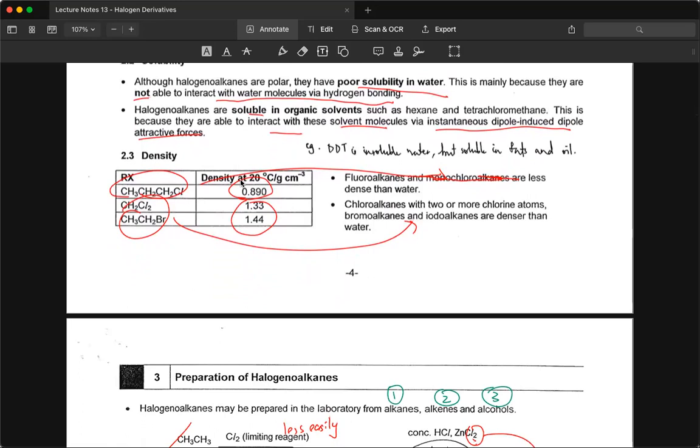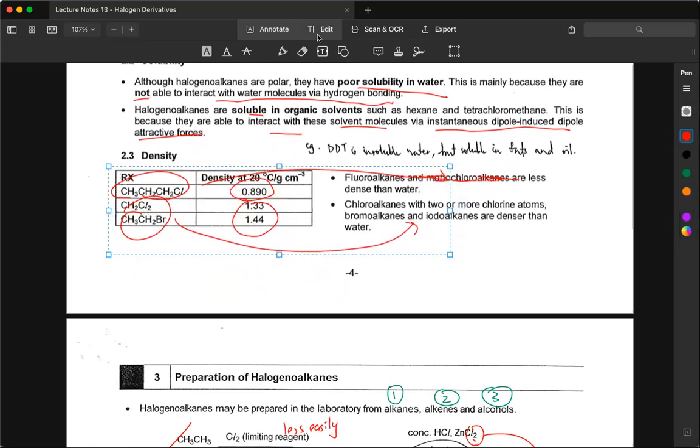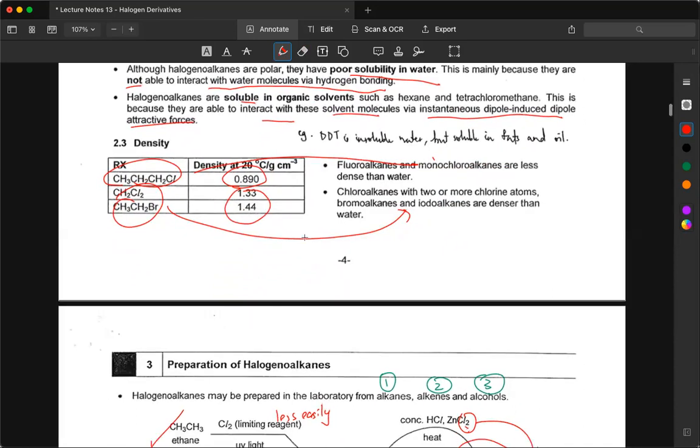Fluoroalkanes are less dense than water. Monochloroalkanes likewise. They are also less dense than water. As for chloroalkanes with two or more chlorine atoms, and bromoalkanes and iodoalkanes, they are denser than water.